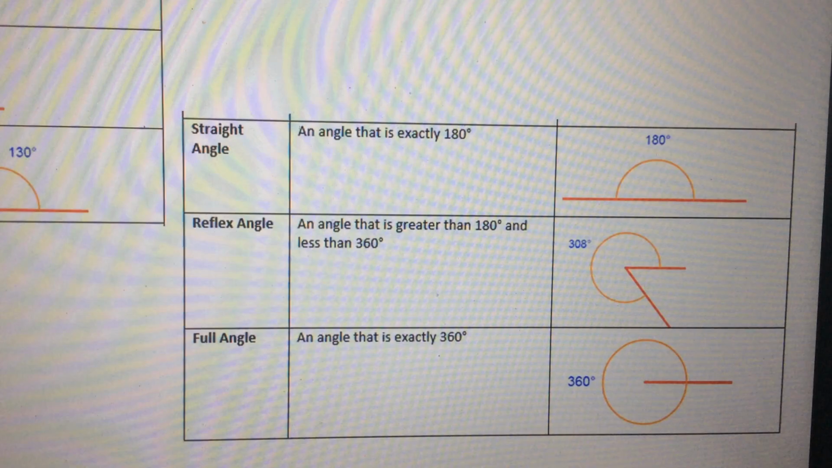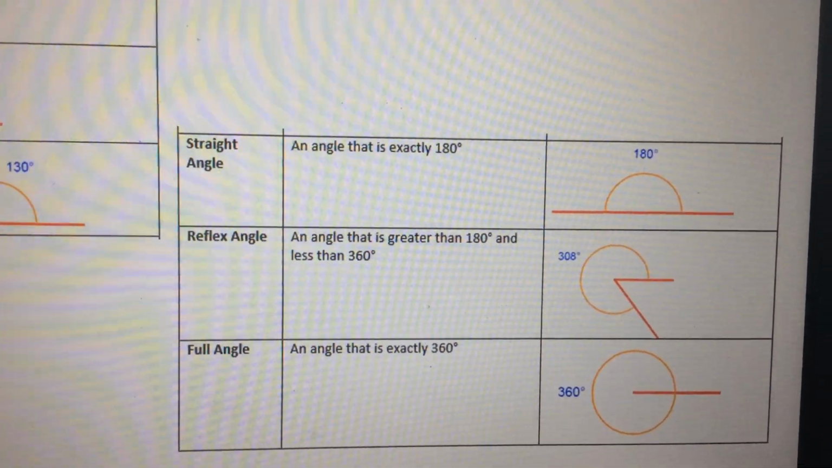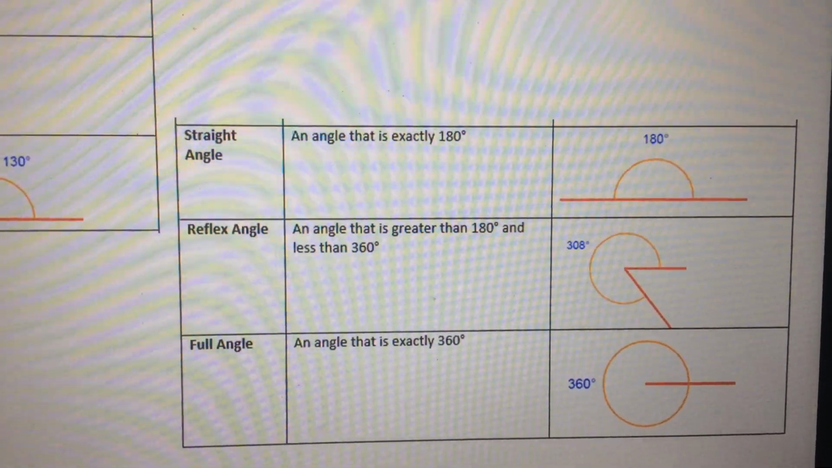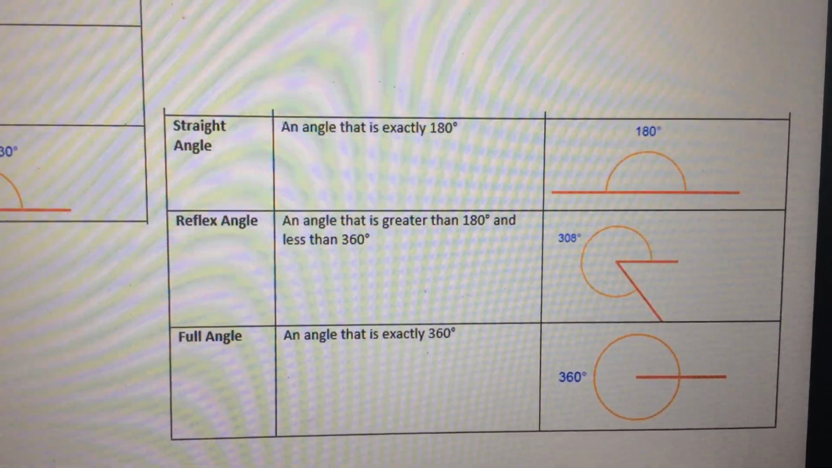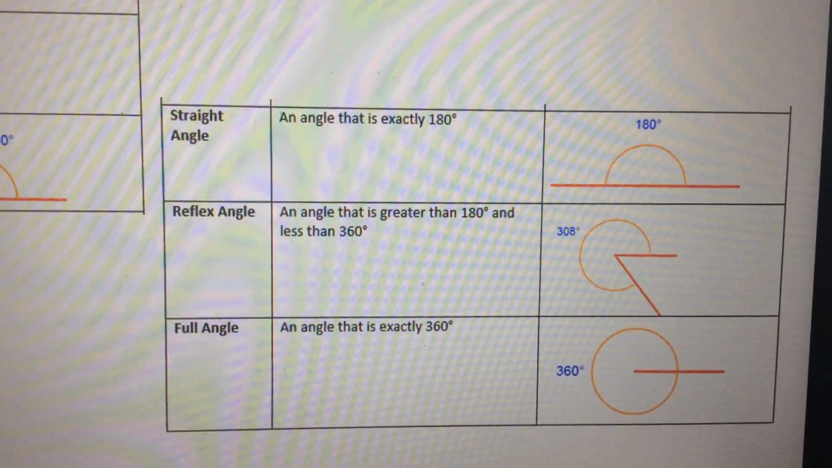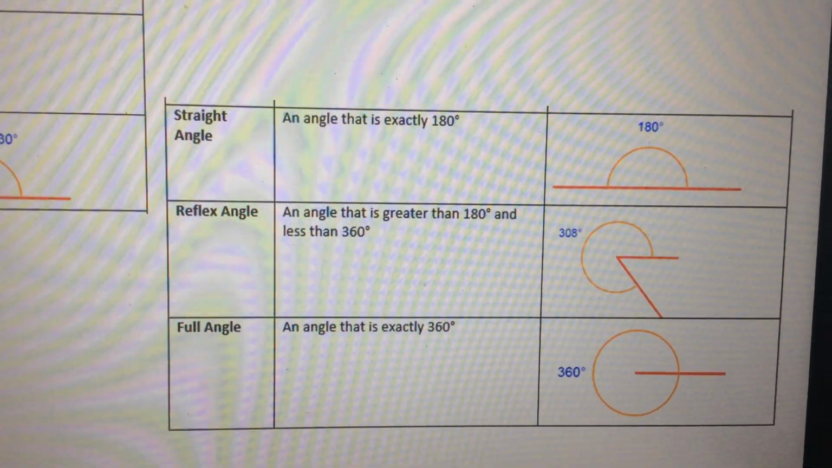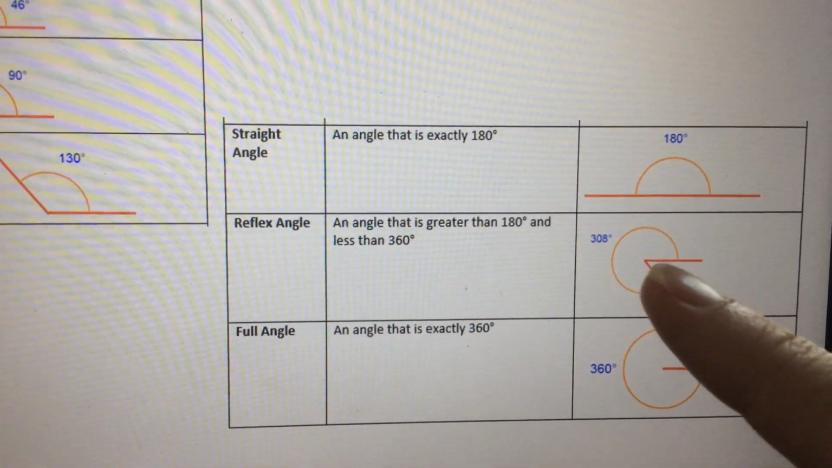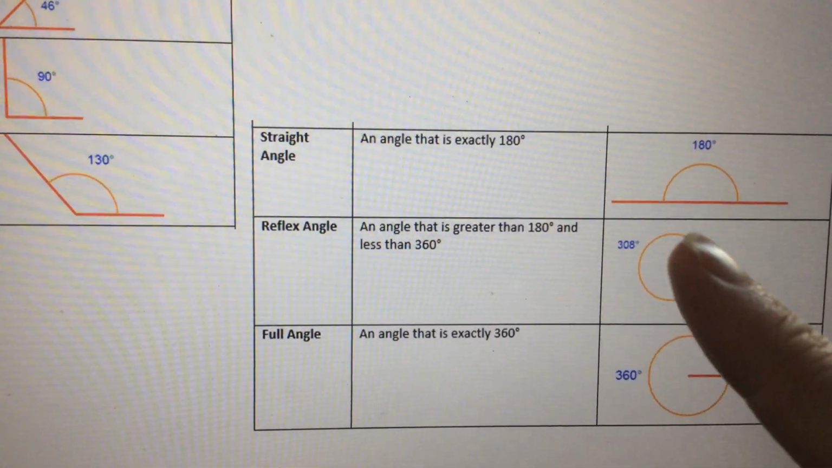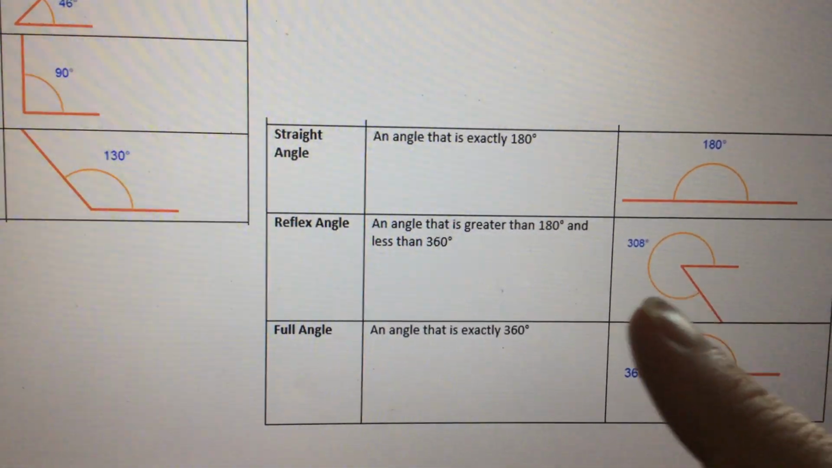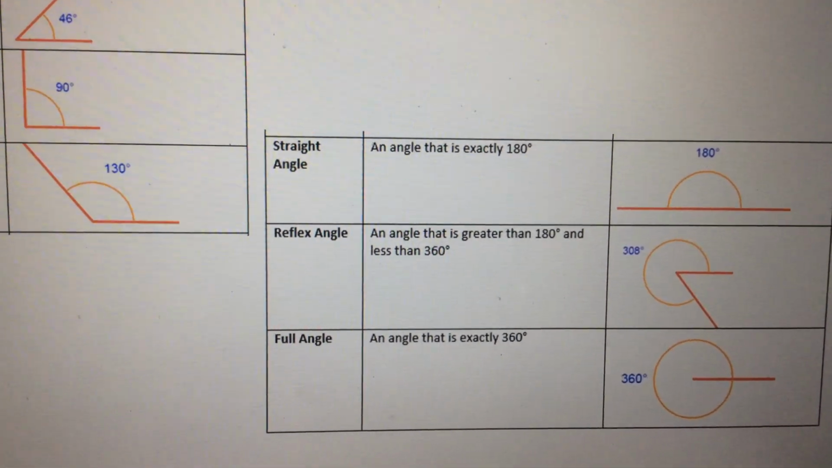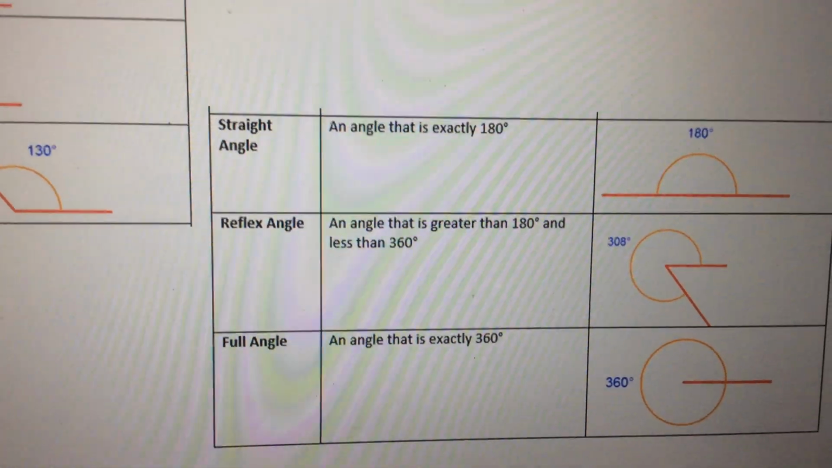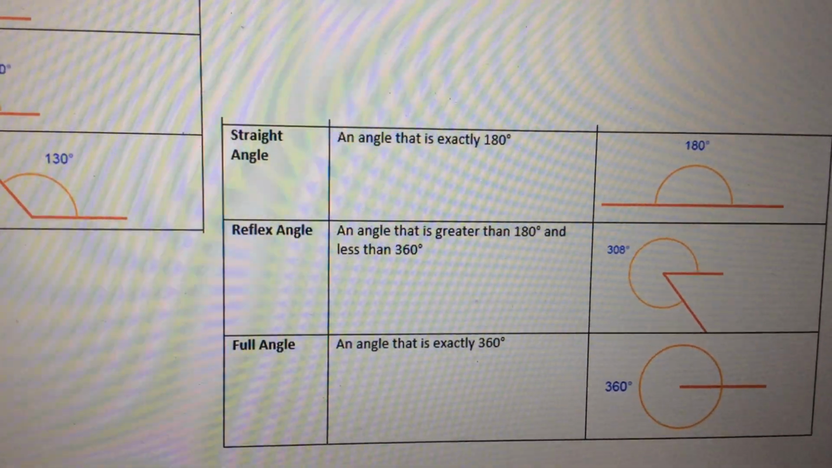Right, these ones, a straight angle. So if a line is a straight line, the angle will be 180 degrees exactly. A reflex angle is greater than 180 but less than 360. So here we've got an acute angle there, but the one we're looking at, which is the one with the orange arc there, is our reflex angle. And a full angle is exactly 360 degrees. So there's 360 degrees in a full circle.